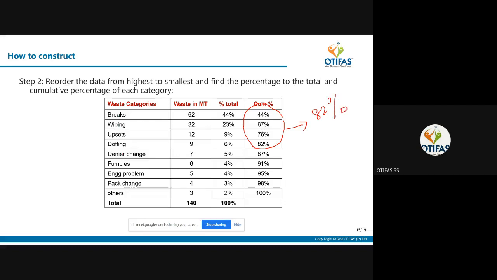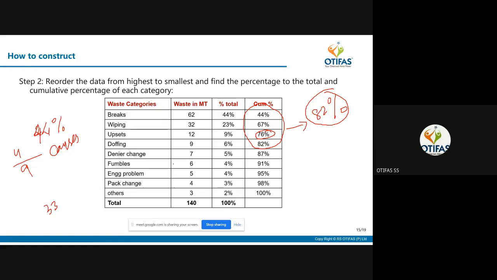Now 1, 2, 3, 4, 5, 6, 7, 8, 9. That means 4 by 9. What is the percentage? 44%. So 44% of the causes is contributing 82% of your problems. Now suppose, you can also say almost 33% of the process is contributing to 76% of your problems.